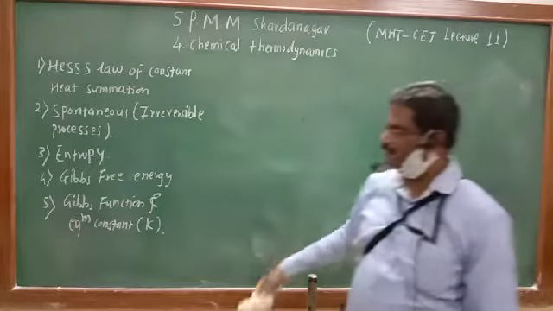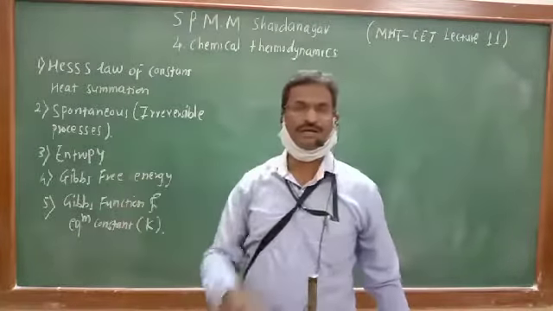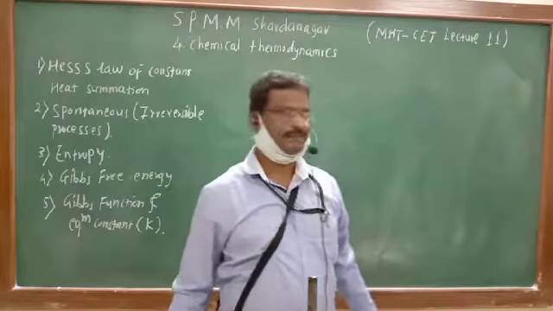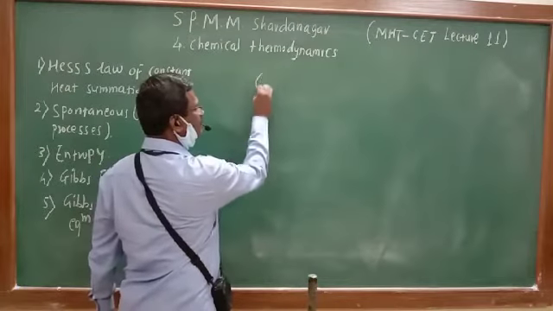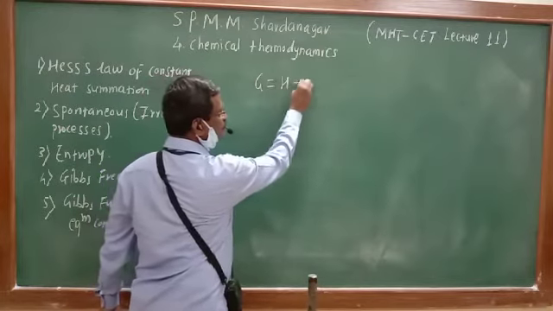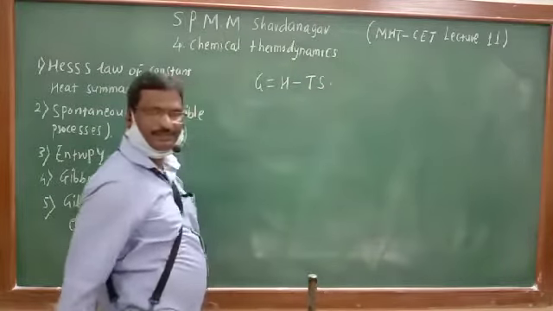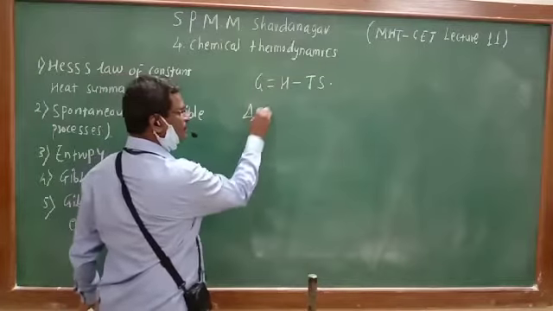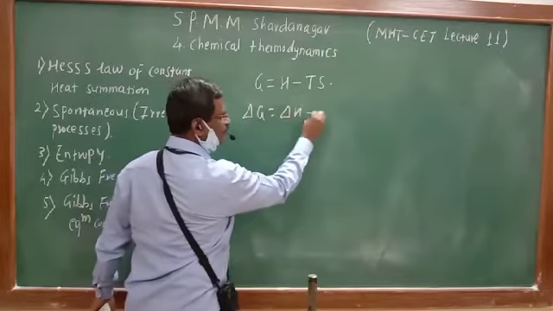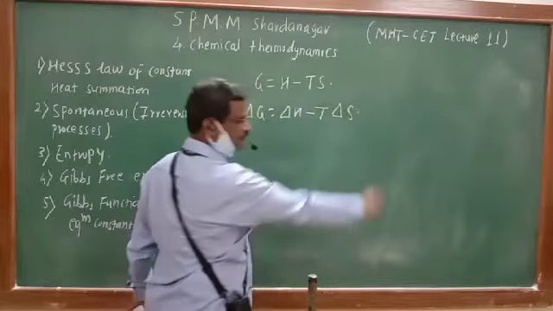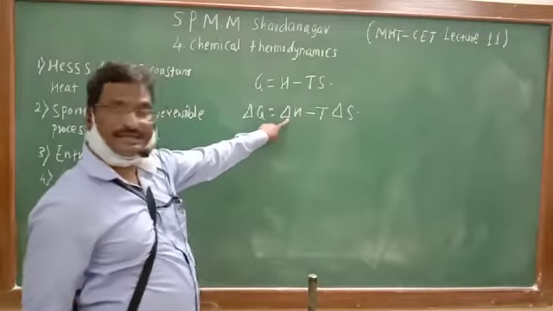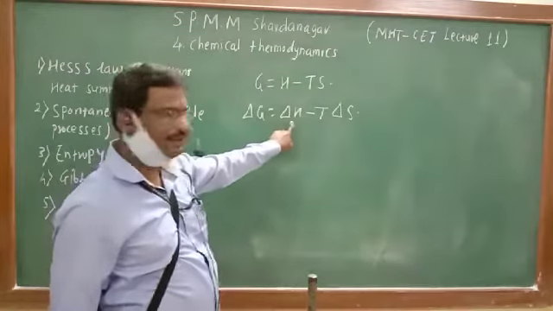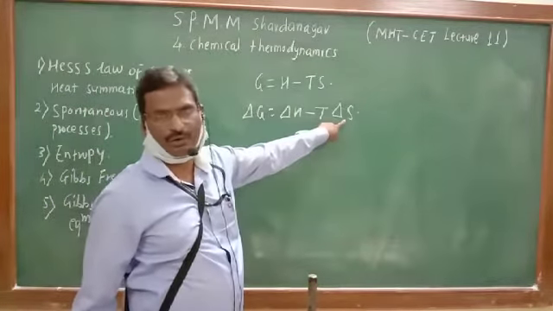What is that fourth point? Gibbs free energy, in which the concept of enthalpy as well as the concept of entropy is explained. Gibbs free energy is given by the equation G is equal to H minus TS. At constant temperature, this equation becomes delta G is equal to delta H minus T delta S, where delta H is the change in enthalpy and delta S is the change in entropy.